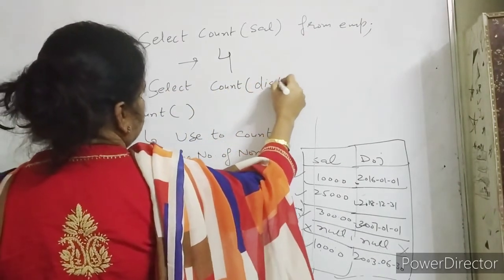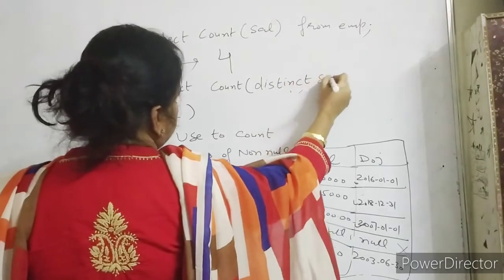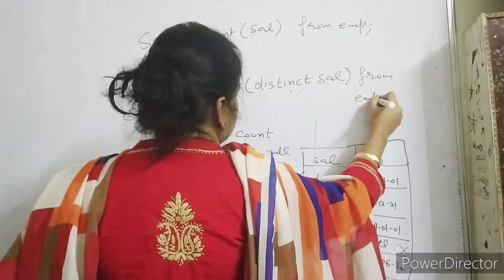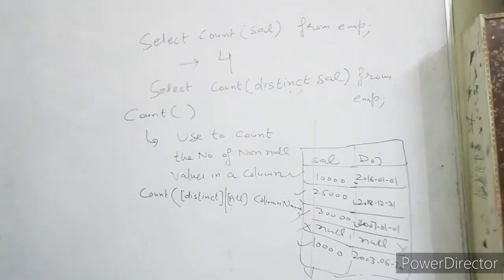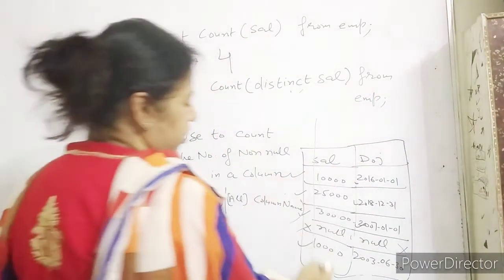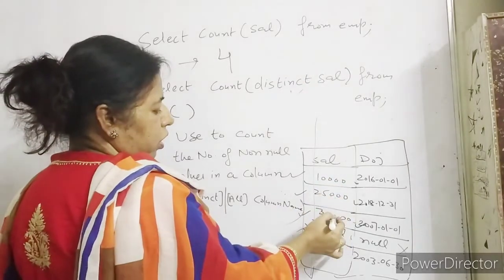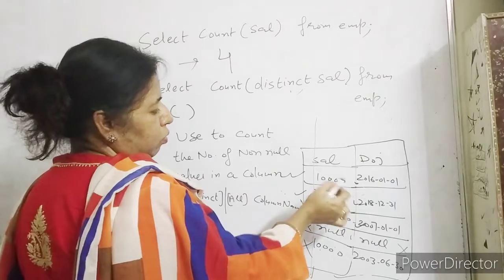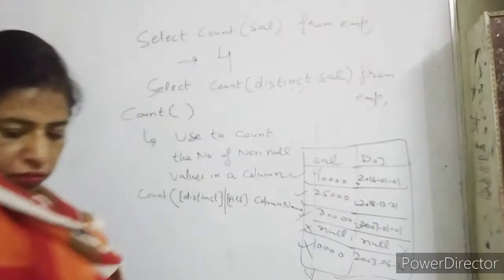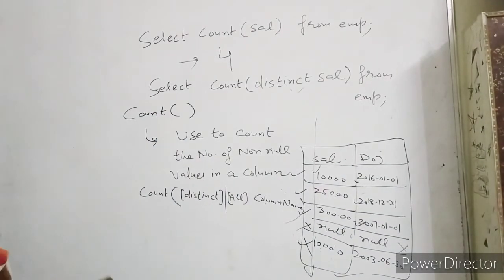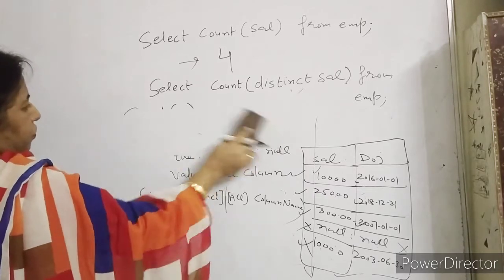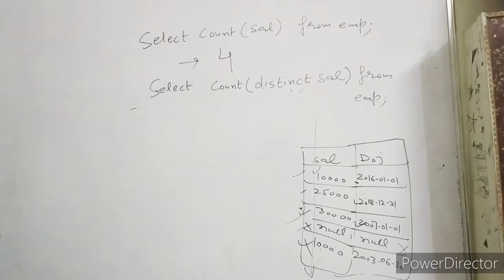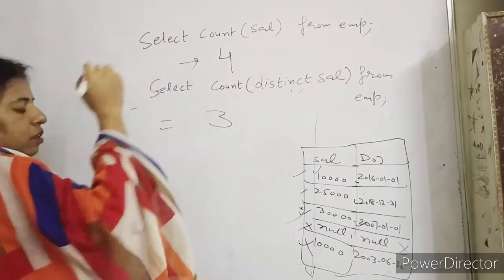Clear? If I write select count distinct salary from EMP, what will you get? Distinct means avoid the repetition. 1, 2, 3. Ignore this value also, because this value is repeated. Consider the 10,000 only one time. Now the answer for count distinct salary is 3. Okay.